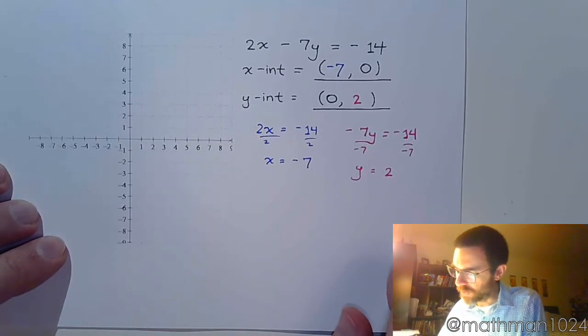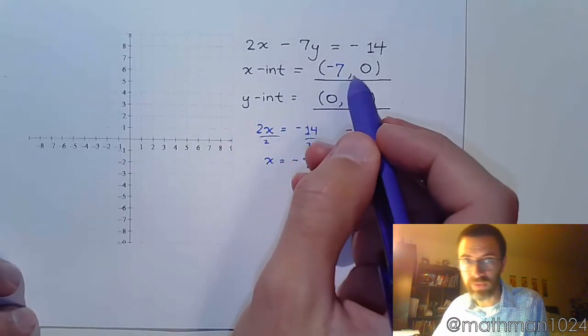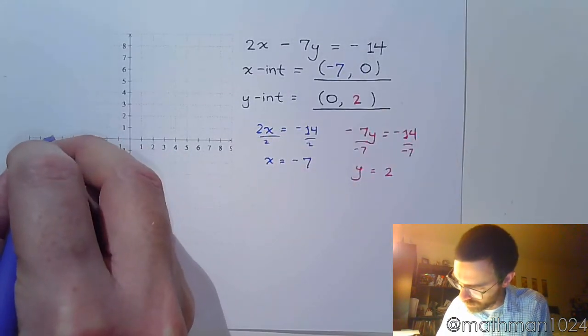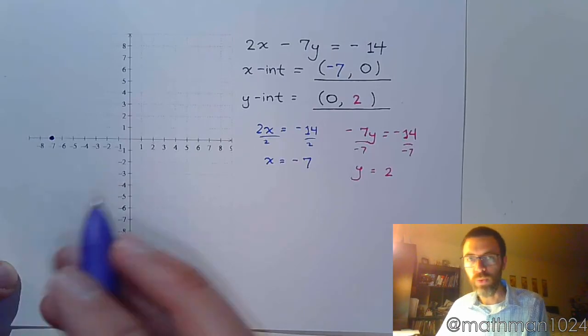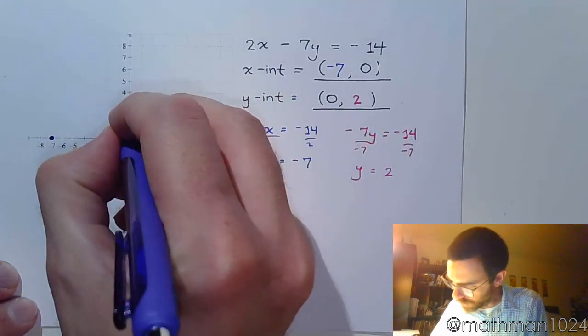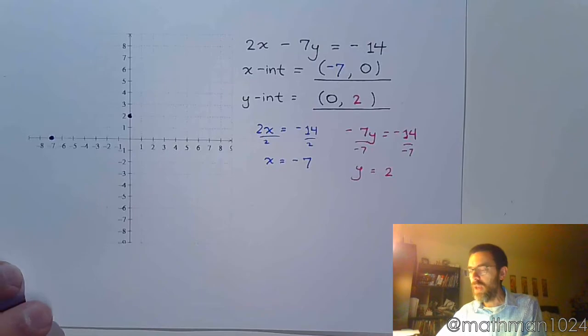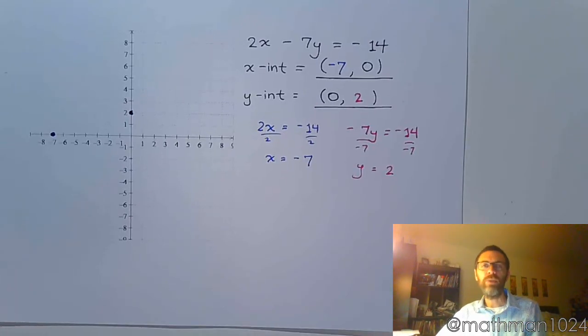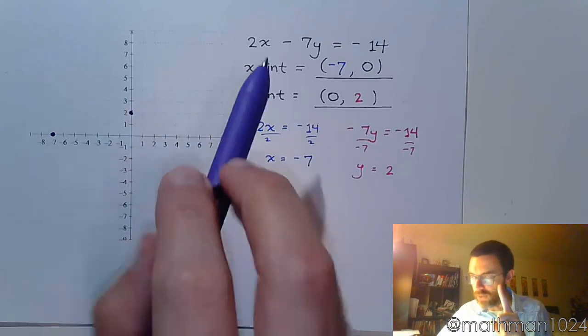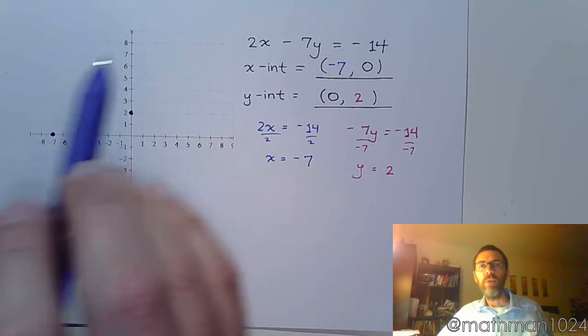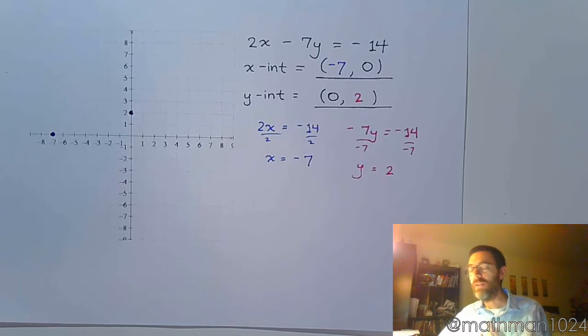Alright, so every x-intercept goes on the x-axis, so that says negative 7, 0, that's over here. The y-intercept goes on the y-axis, that's 0, positive 2, which goes right here. Alright, to get extra points, we've got a couple of options. One option is that we can solve this equation for y, putting it in slope-intercept form, and then identifying the slope. Or we can identify the slope just by what we see.